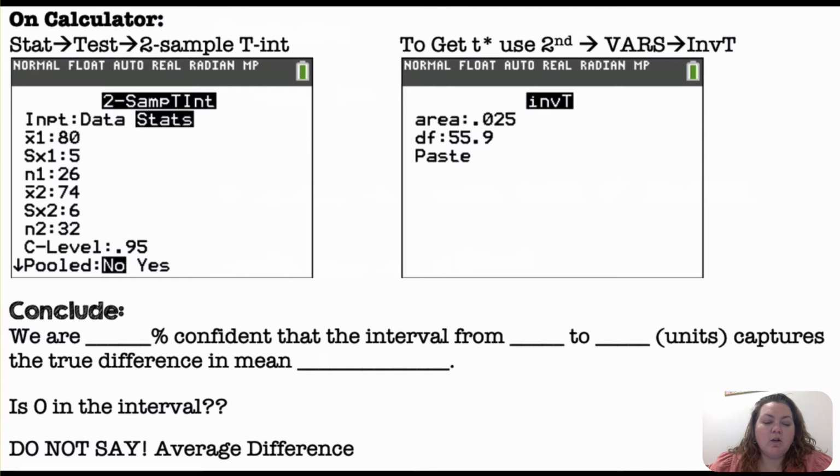And then you're going to add a little bit of extra. So if 0 is in your interval, what does that tell you? If your interval is completely positive, what does that tell you? So give you some directional stuff. Make sure you don't say the average difference. That is a different procedure.